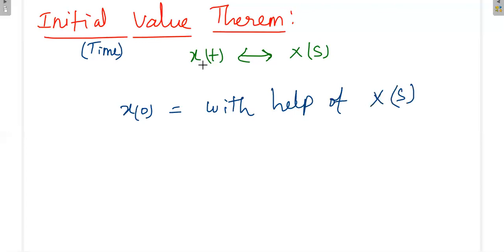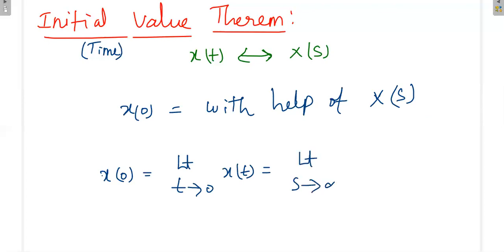Once we know x of t, directly you can put t is equal to 0, then you can calculate the initial value. But sometimes if you are not having x of t but you are having only x of s, then also with the help of some formula we can calculate the initial value. The relation is called initial value theorem. The initial value theorem means x of 0 is equal to limit t tends to 0 x of t is equal to limit s tends to infinite s into x of s.